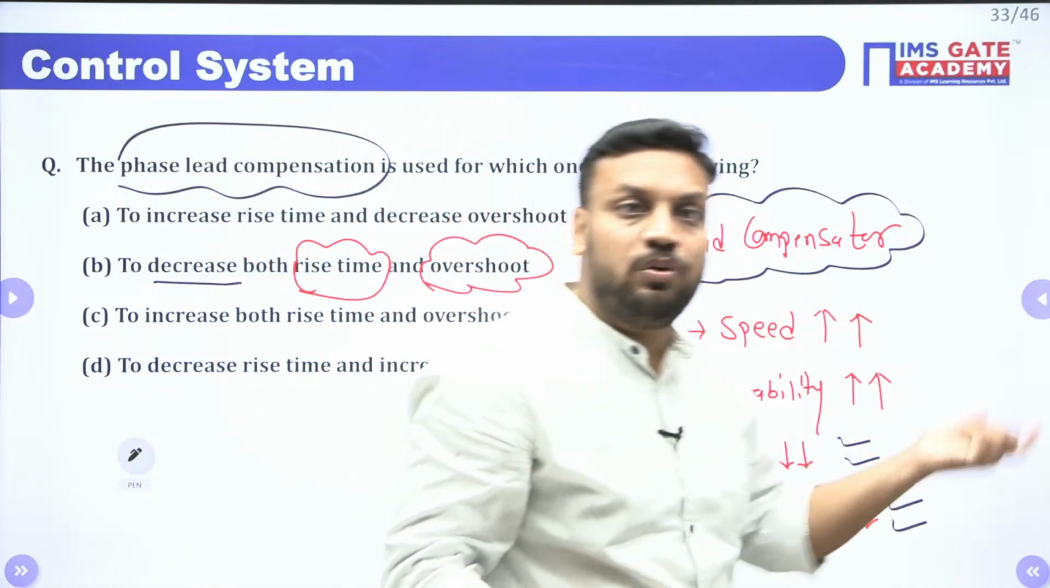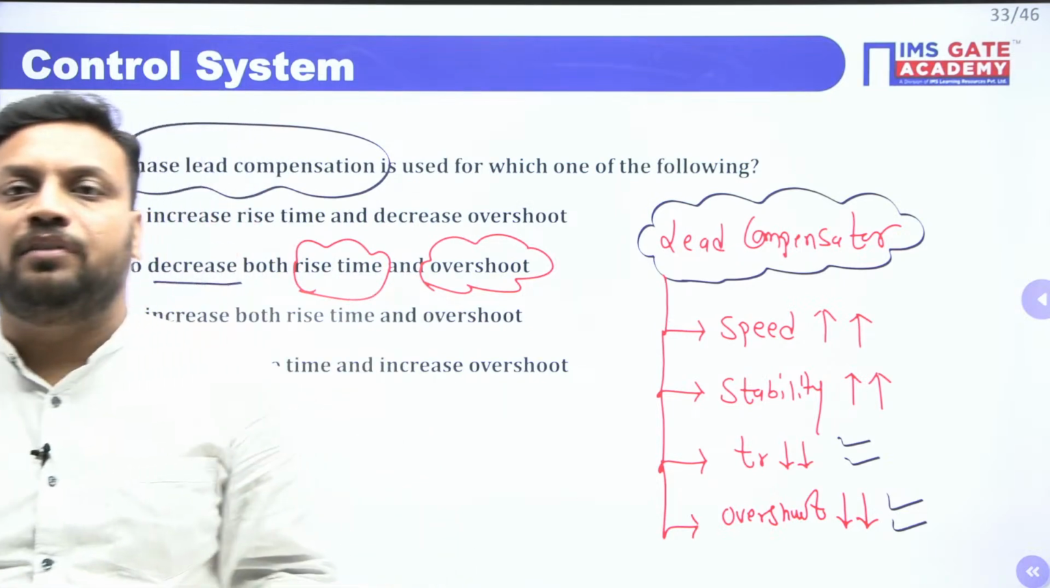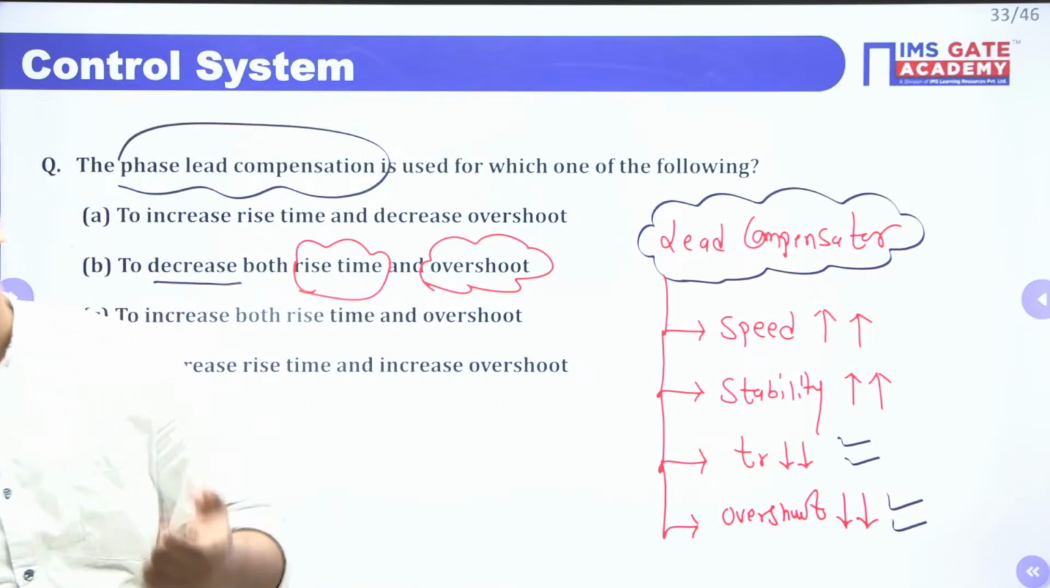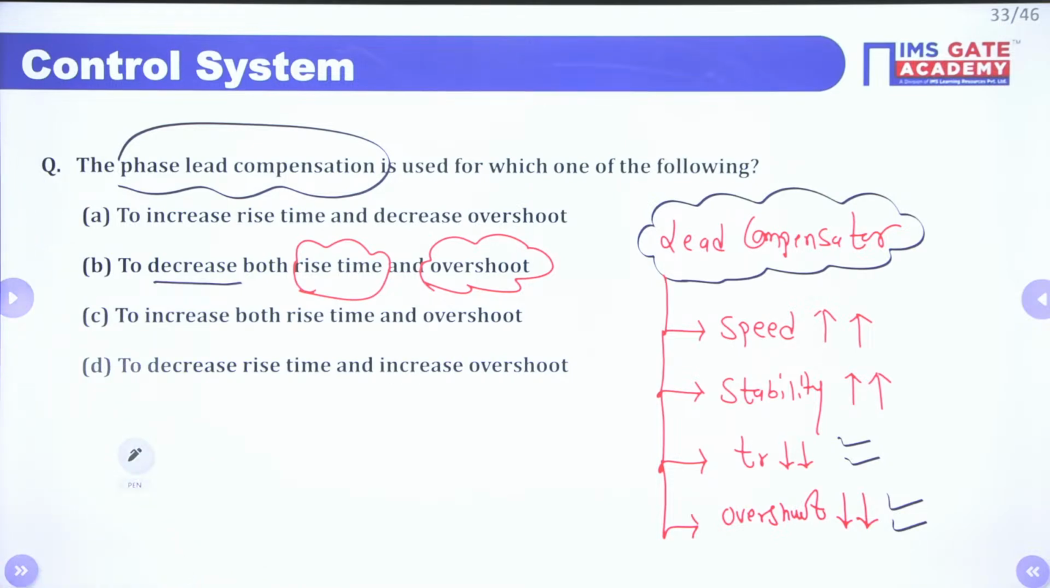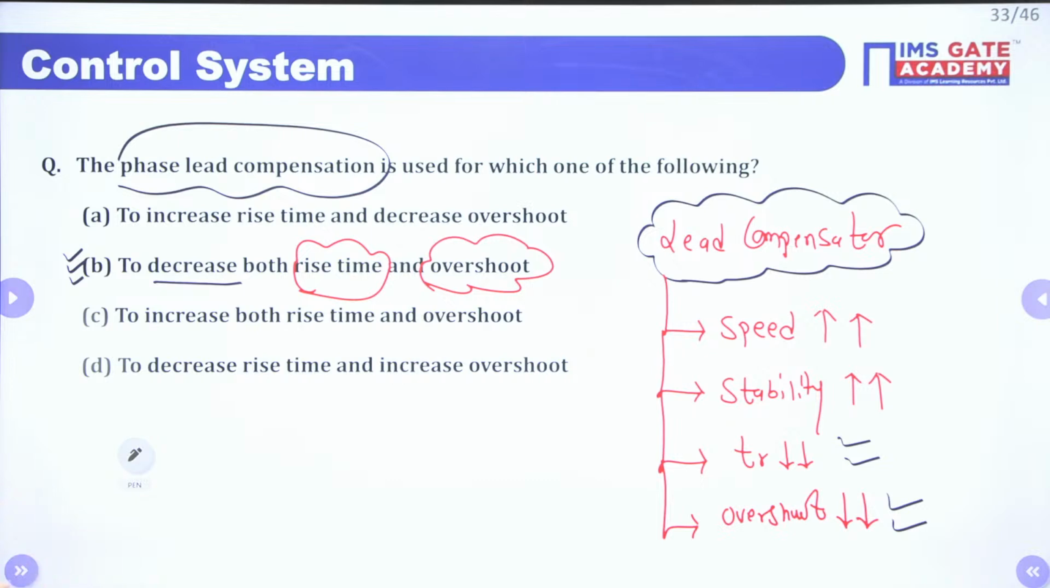Maximum peak overshoot decreases because stability increases. If you want to increase the stability, then definitely oscillation should decrease. And to decrease the oscillation, overshoot should be decreased. Yes or no? Correct answer option number B. Is it clear? I think it is clear.